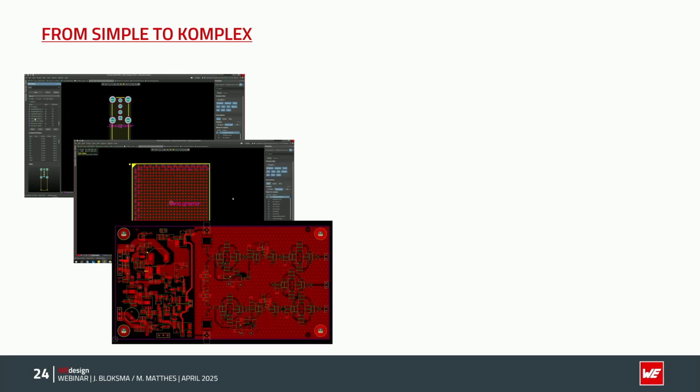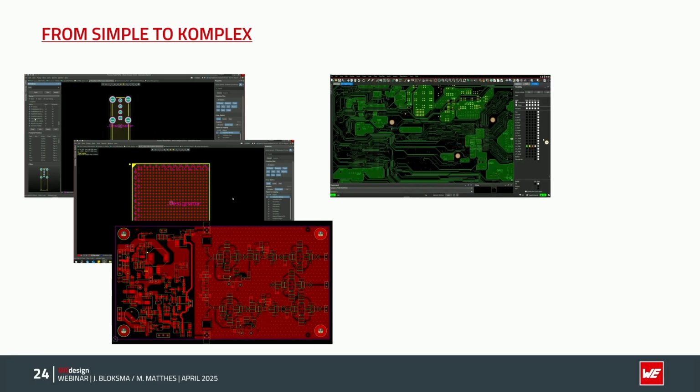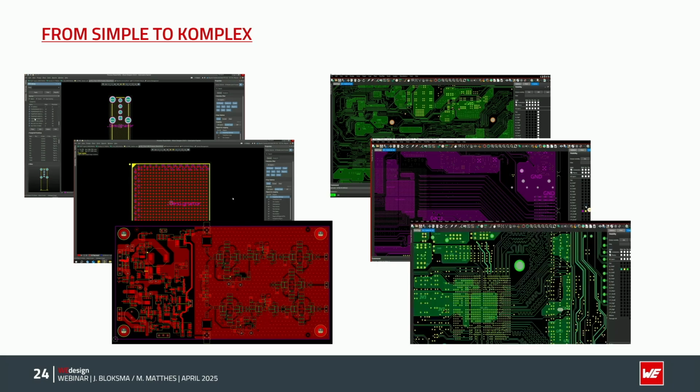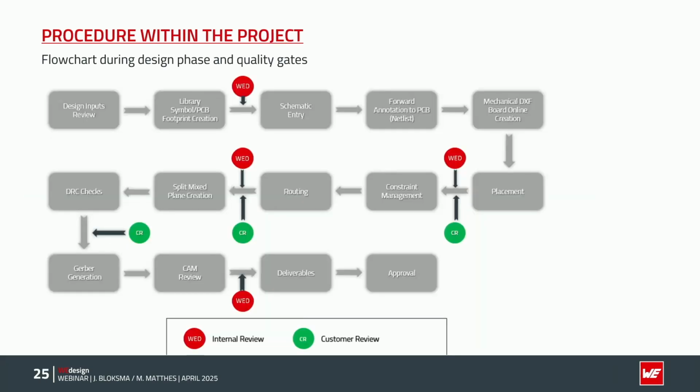We can do very simple designs which have only one layer, two layers, but we are also able to realize projects with very high speeds, with differential pairs and also length matched signals up to 20-30 gigabit per second. That's no problem for us. We have the tools, we can do the simulations for these.